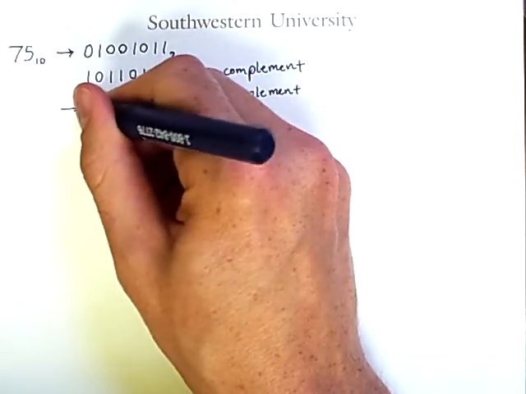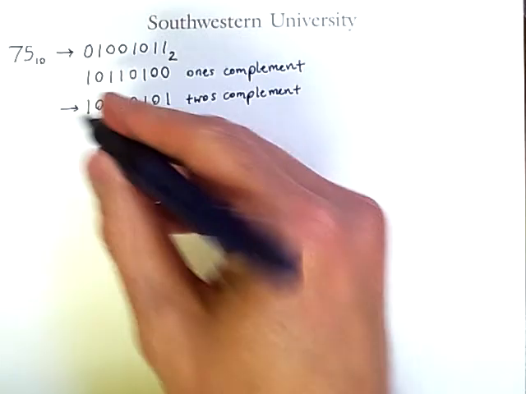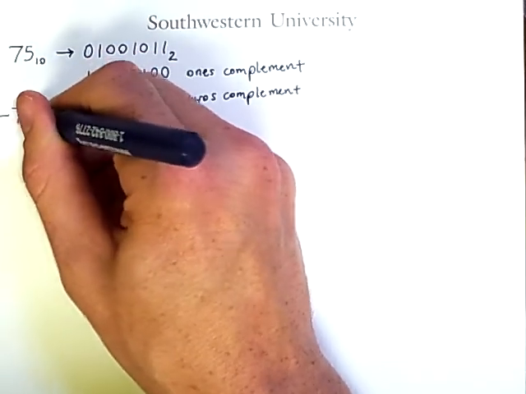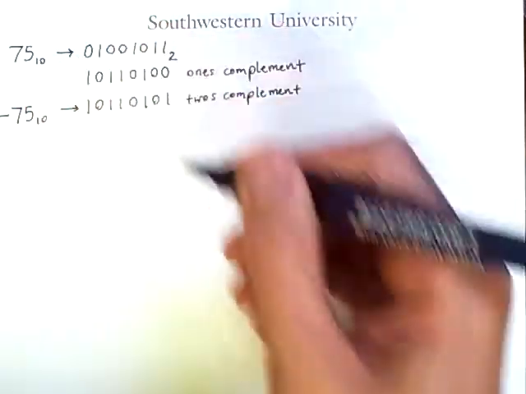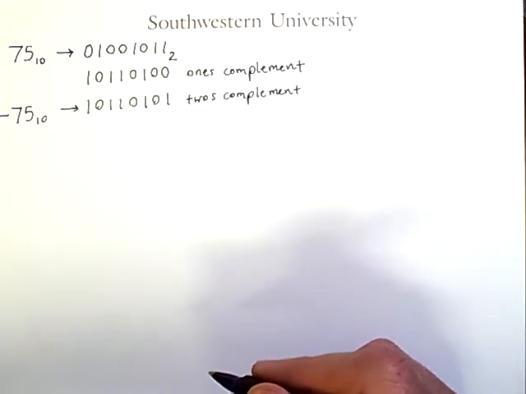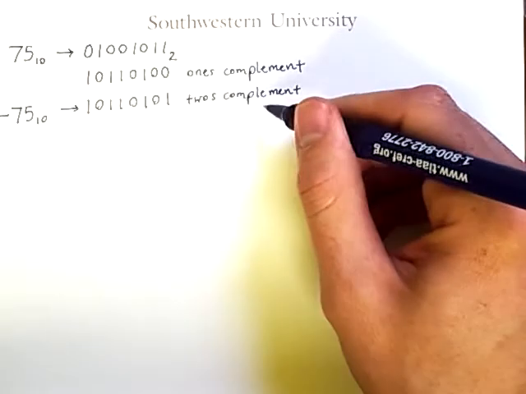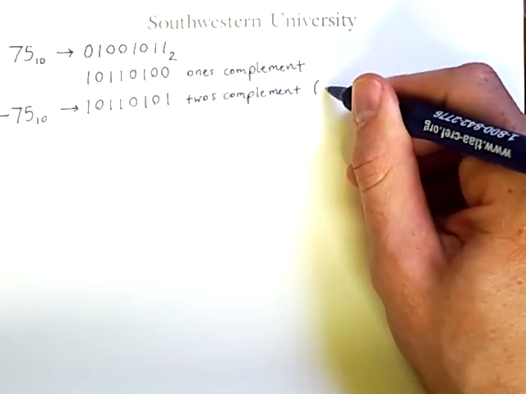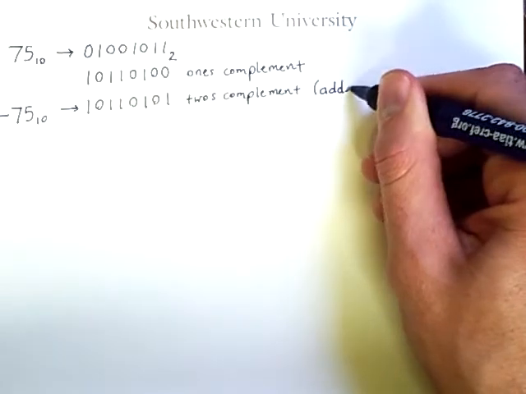And this is the 2's complement representation for negative 75. So it's useful to be able to switch from a positive number to a negative number, and this is an operation that a computer will sometimes perform. Now it's also useful to switch from a negative to a positive, and this is done by simply reversing the process. So remember that to get the 2's complement we added 1.